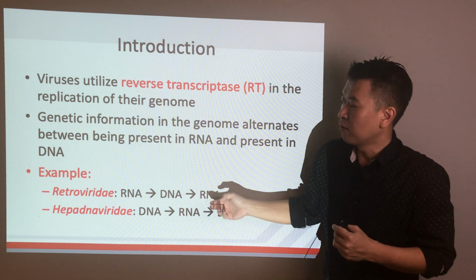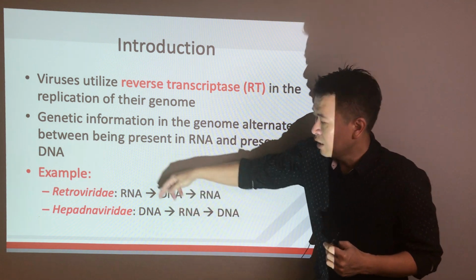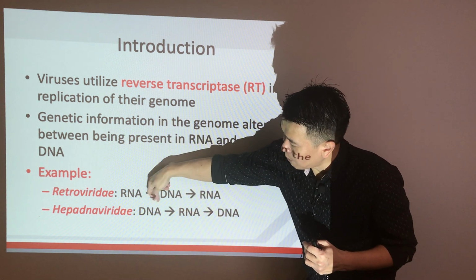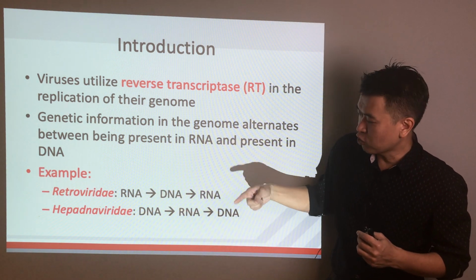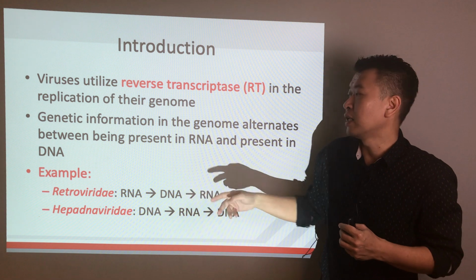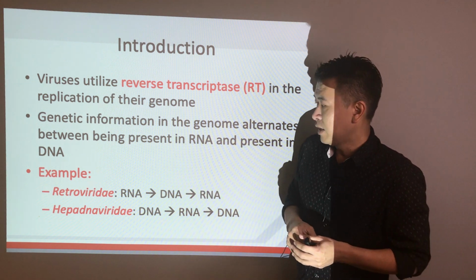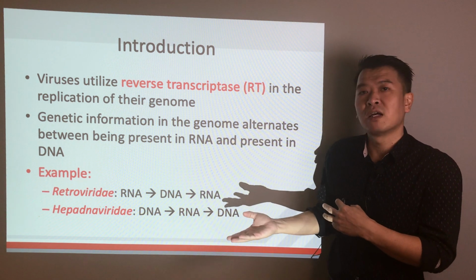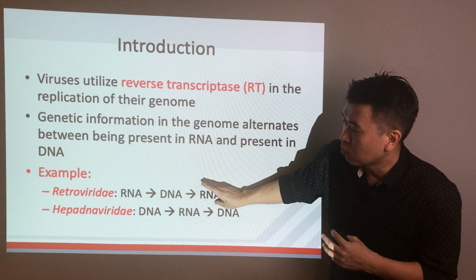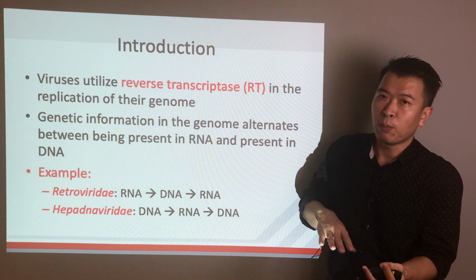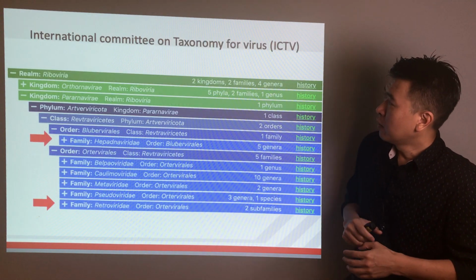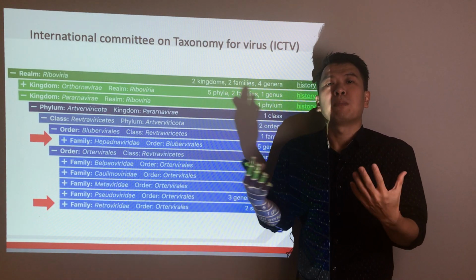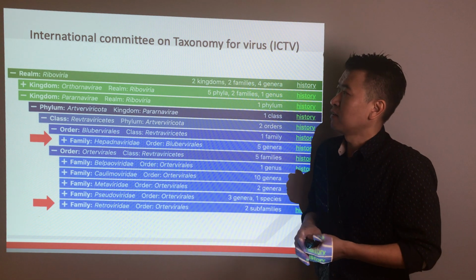And for the family Retroviridae, the reverse transcription happens at the very beginning, whereas for Hepadnaviridae, the reverse transcription happens later in the life cycle. All right, so for the first two parts of these lectures, we're going to look at the Retroviridae, and then for the second two parts, we'll look at the Hepadnaviridae. All right, so now back to the taxonomy of virus.